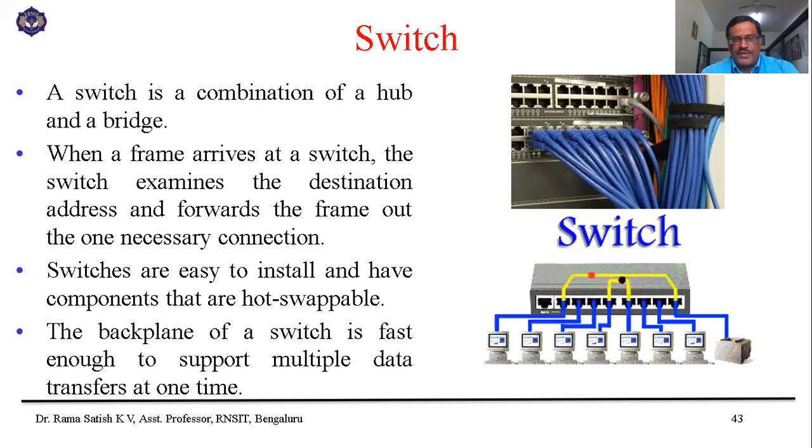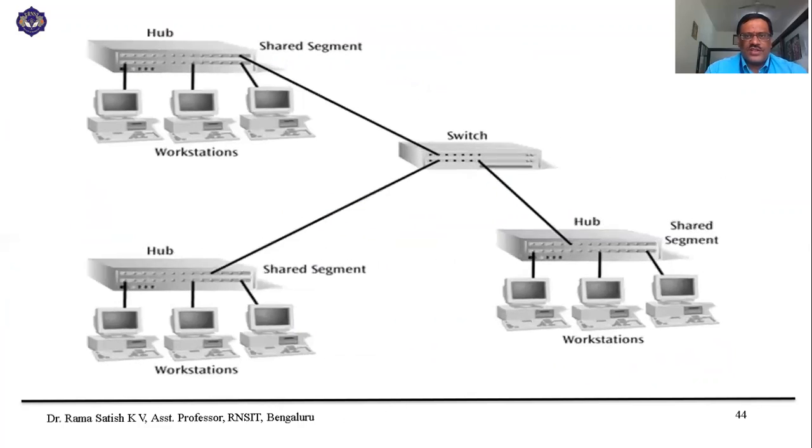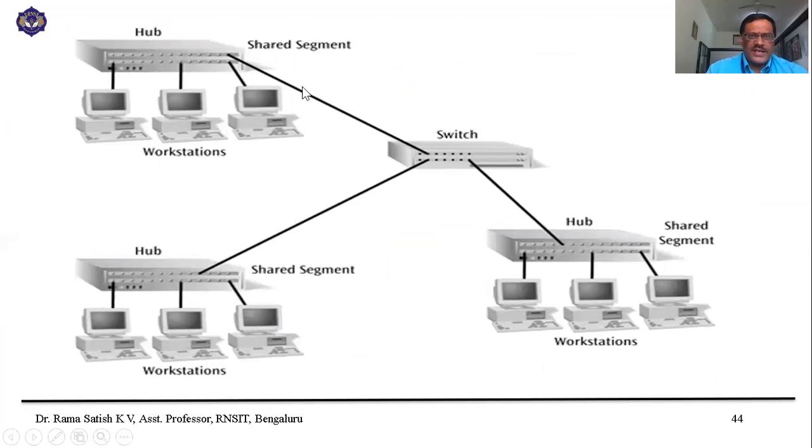The backbone of a switch is fast enough to support multiple data transfers at a time. Remember, in a hub the data transmission is not so fast, but in a switch, multiple data transmissions happen at the same speed. So that is the advantage. Anyhow, as you start using it, you will understand all these things. That is a switch, and you can do an interconnection of multiple hubs with a switch.